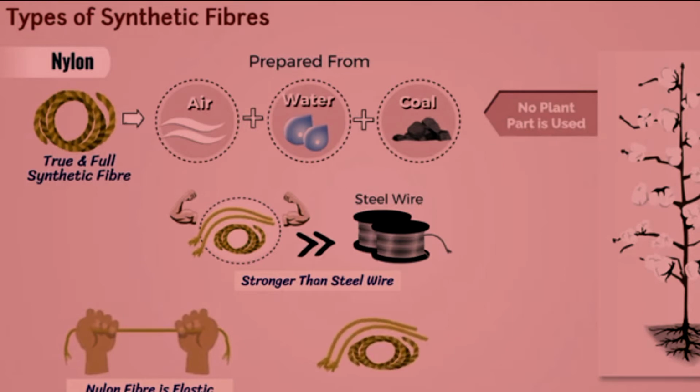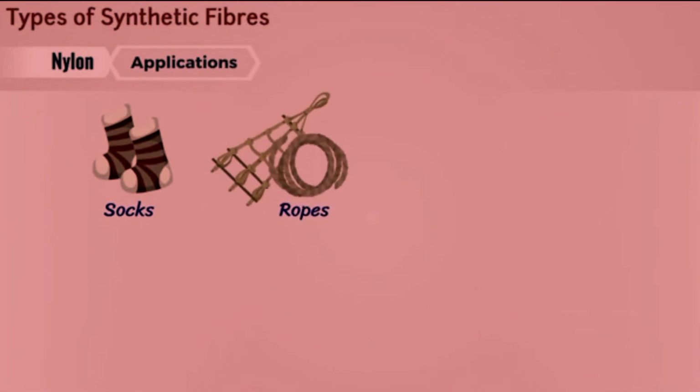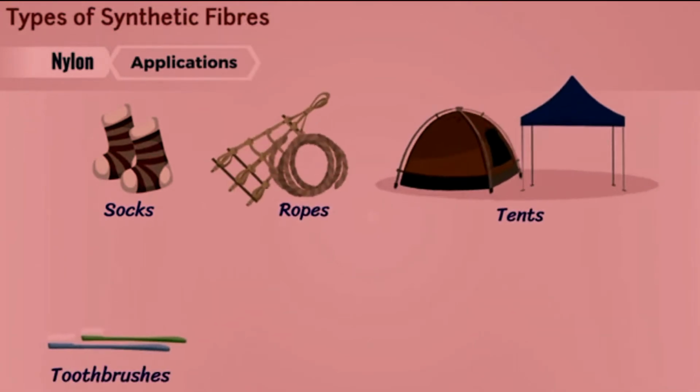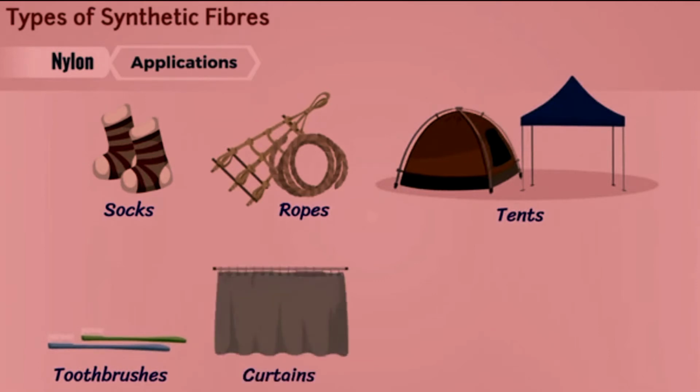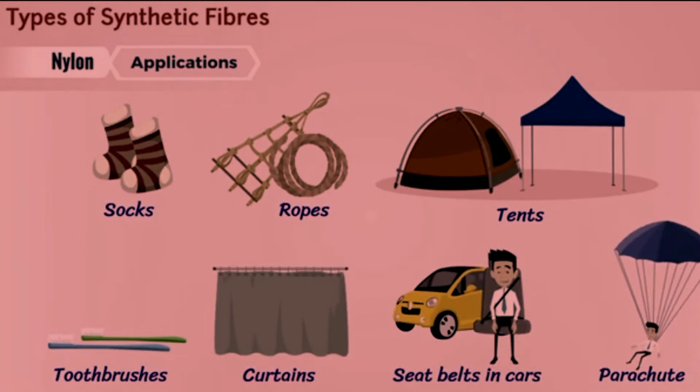Also, nylon fiber is lighter as compared to similar fibers. It has a wide range of applications. Many articles are made from nylon, for example, socks, ropes, tents, toothbrushes, curtains, seat belts in cars, parachutes, etc. To learn about the strength of nylon fiber, let's perform an activity.